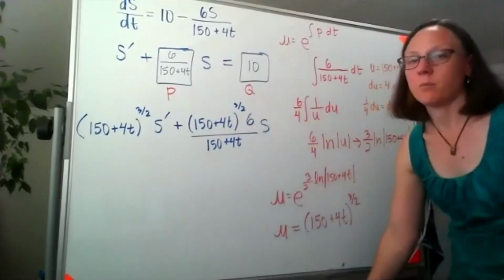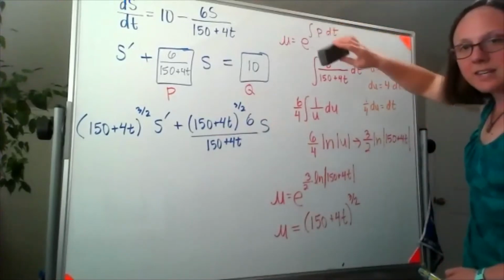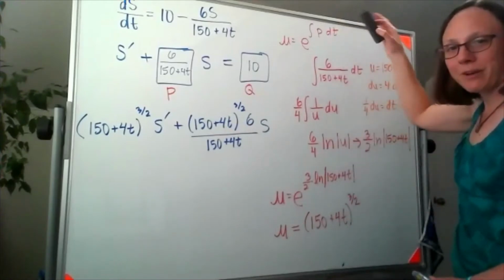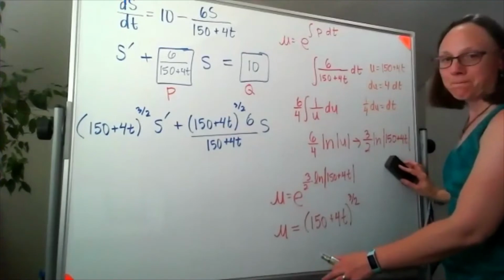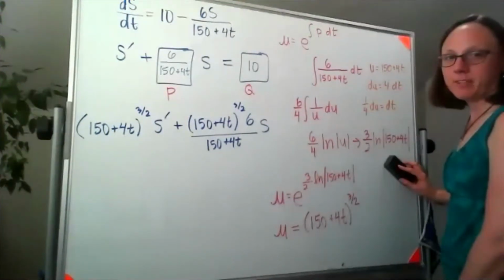And because I'm running out of room, I'm going to erase this. Are there questions about how I found my integrating factor before it goes away? Going once, going twice.